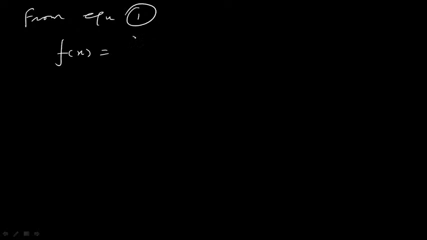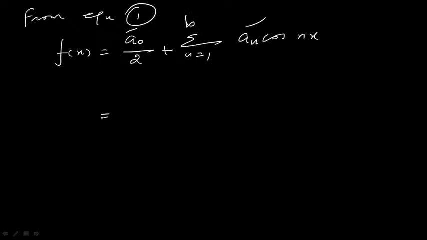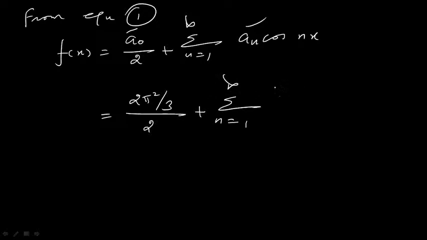F of x, the general Fourier series, is a0 by 2 plus sigma n varies from 1 to infinity an cos nx. You know both the values of a0 and an, so substitute both values. The a0 value is 2 pi square divided by 3, whole divided by 2, plus sigma n varies from 1 to infinity, and an is 4 times minus 1 whole power n divided by n square, cos nx. So the 2 and 2 are cancelled here.